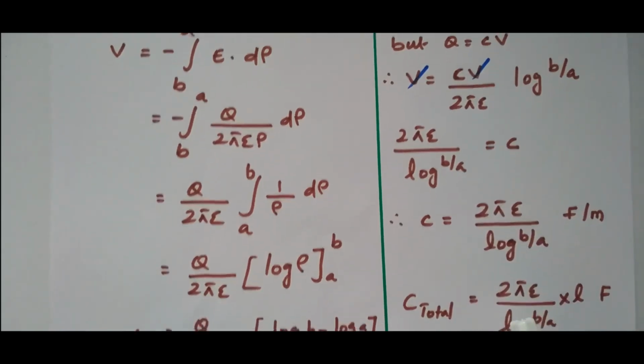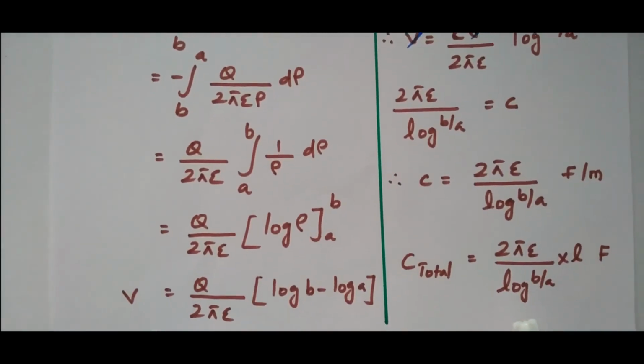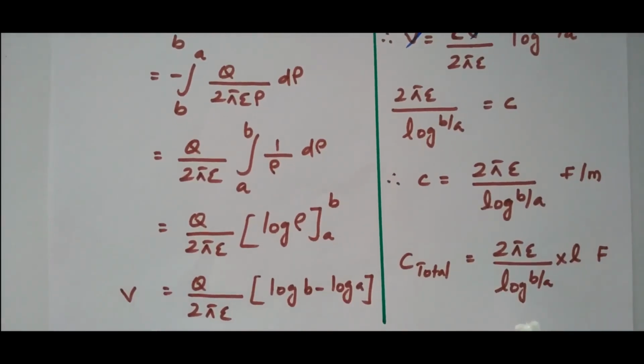Suppose we want to find the total capacitance. Here we considered only 1 meter length of underground cable. If you want to find it for the entire length of the cable, C total equals 2 pi epsilon divided by log b by a, multiplied by L, the length of the capacitor, so the unit will be farad.